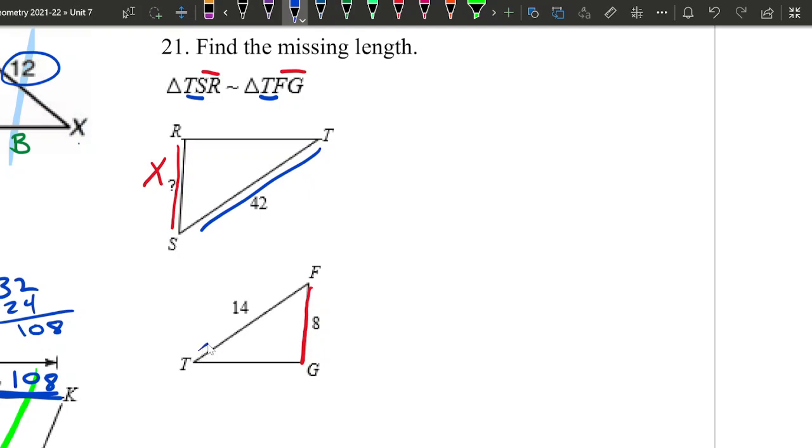TS and TF. So this means I have a proportion that I can set up. I'm going to do red with red and blue with blue. I could do one triangle, compare it to the other triangle. It doesn't matter. I'm going to do red with red, so I'll put X on top and 8 on bottom, and blue. Since the X came from the top triangle, the 42 is from the top triangle, and I'm going to put them both in the numerator. And then the 14 is in the denominator.